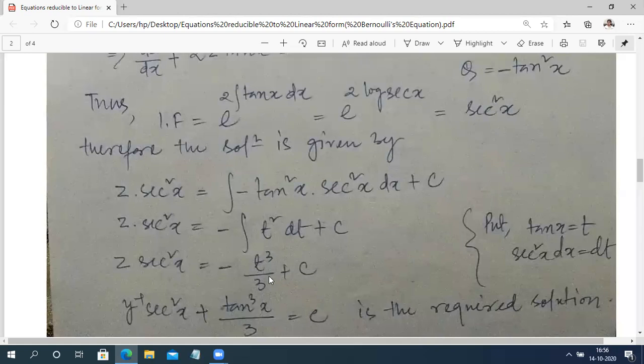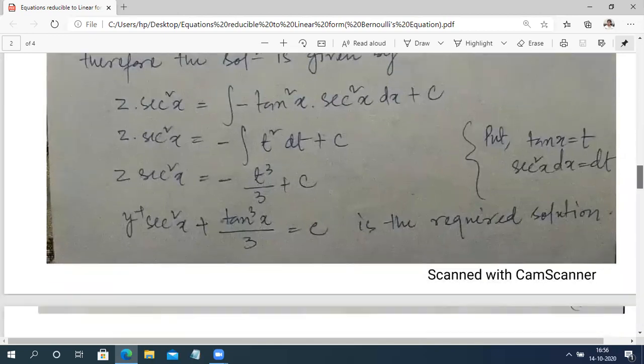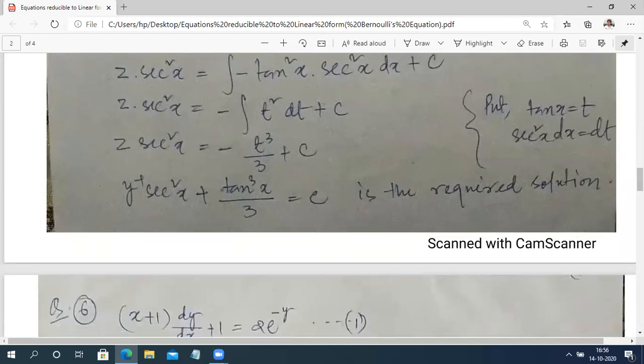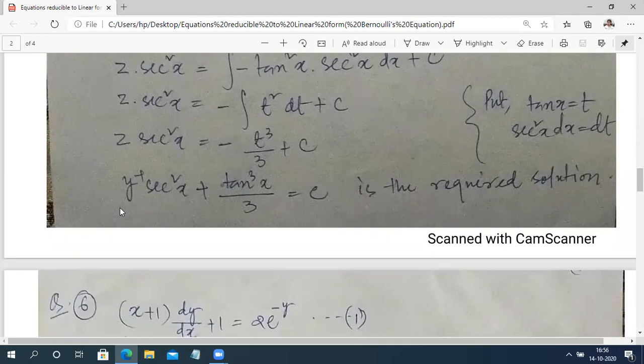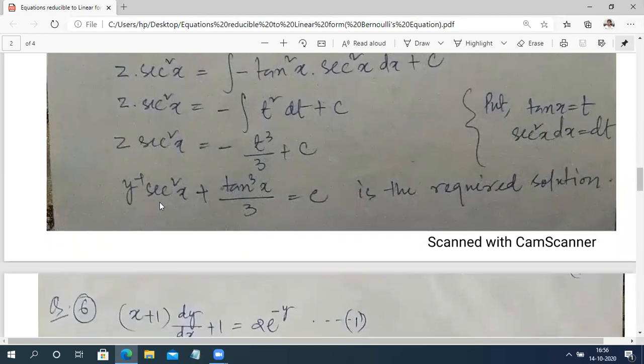Okay, now substitute the original value, replace this t with its original value, that is tan x. So it will become y inverse x square x plus tan cube x by 3 is equal to c. So this is the solution of the given differential equation.